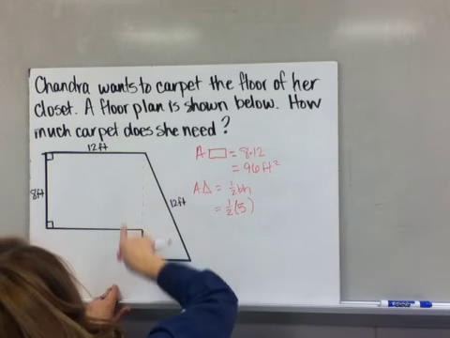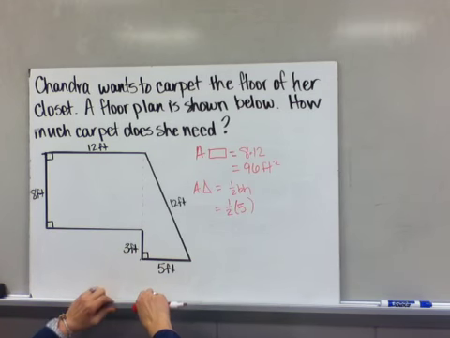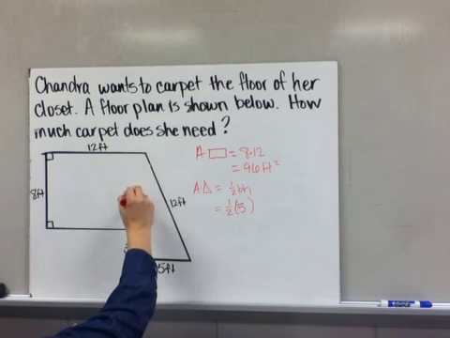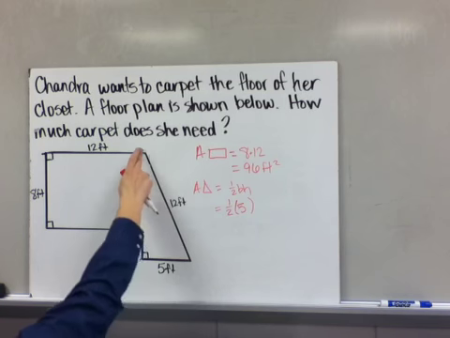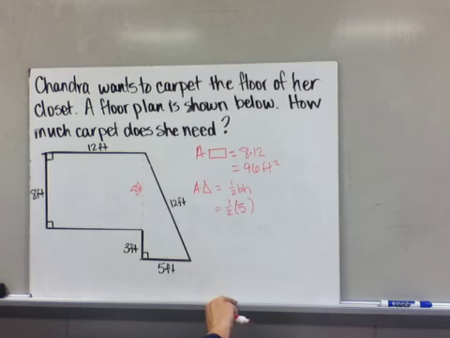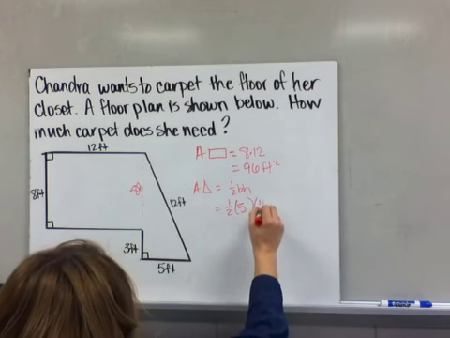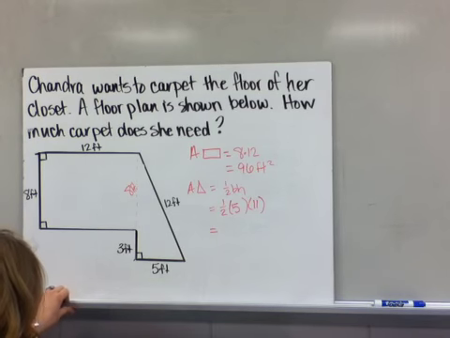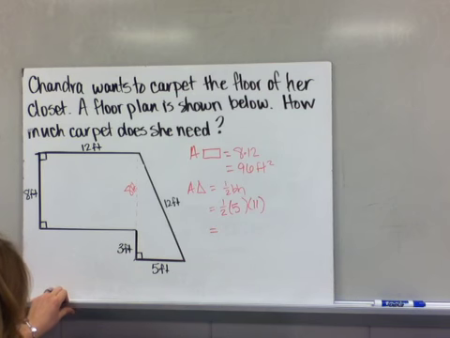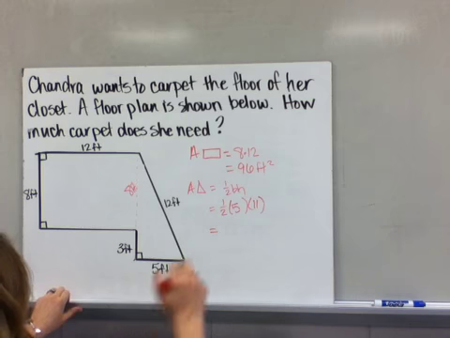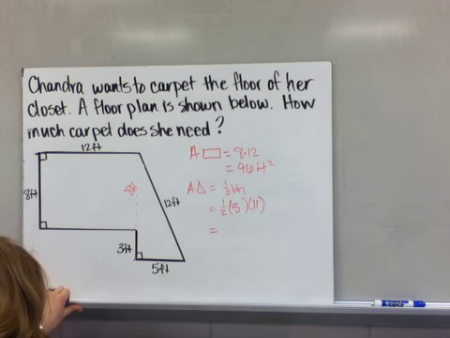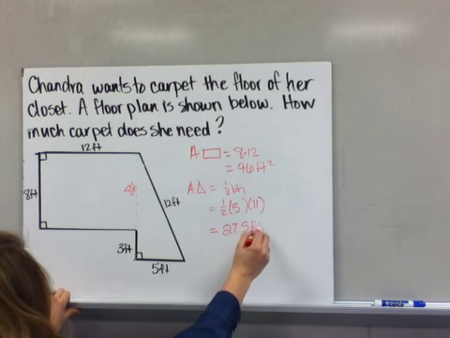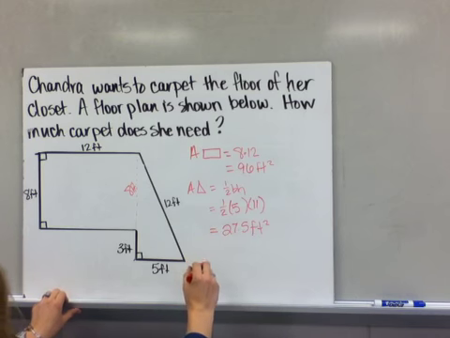And the height of the triangle. From this point to right there is 3 feet, but I need this space up here. Since that's opposite from the rectangle, it is 8 feet. So the height of the triangle is 8 plus 3, which is 11. When I multiply those together, I can put in 0.5 into the calculator. 0.5 times 5 times 11 is, 2.5 times 11 is 27.5 feet squared.